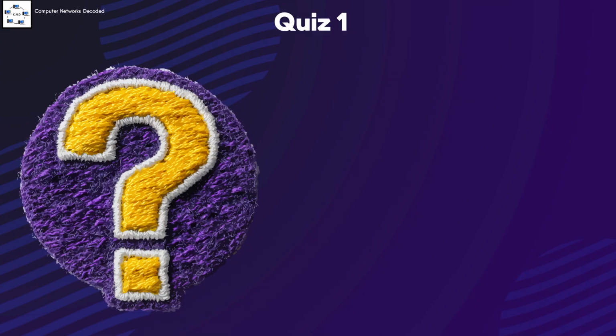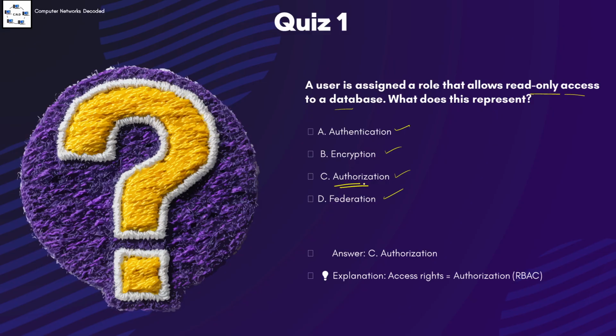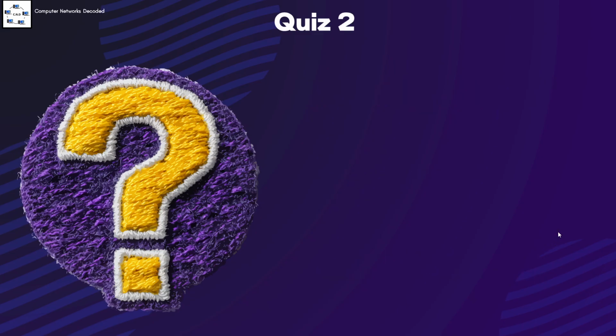Now let's go through a couple of quizzes. A user is assigned a role that allows read-only access to a database. What does this represent? We are talking about access. The user has read-only access, and the options are authentication, encryption, authorization, or federation. It is in fact authorization. When we are talking about what a user can access or what a user or a device can do, we are talking about authorization. Access rights mean authorization, which is usually role-based access control.